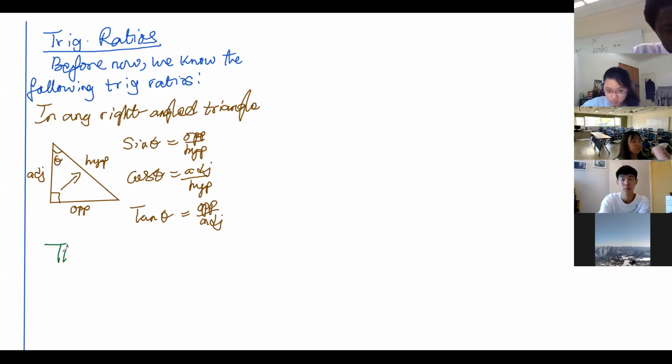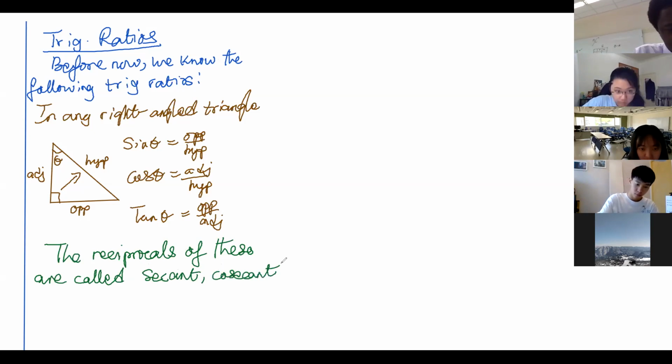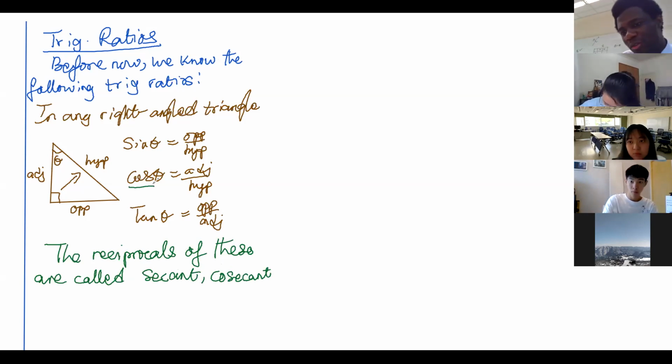The reciprocals of these are called secant, cosecant, as the complement of secant. We will understand this later. Cosine is the complement of sine because it complements sine.